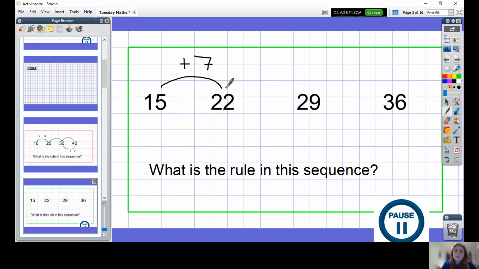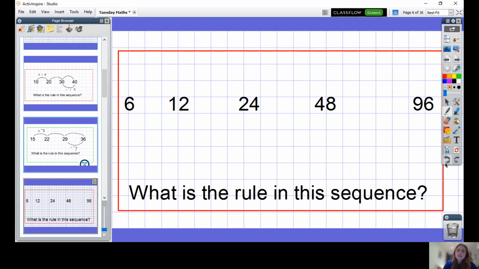I'll double check that rule works for the rest of the numbers in the sequence then. 22 add 7 is equal to 29. Add another 7, that's equal to 36. Well done if you said your rule was to add 7 each time. And remember, if your rule is to add 7 each time, the inverse, working backwards, you will do the opposite, which is subtract 7.